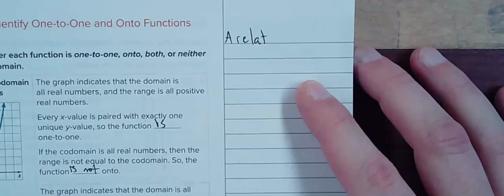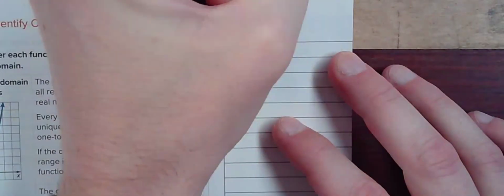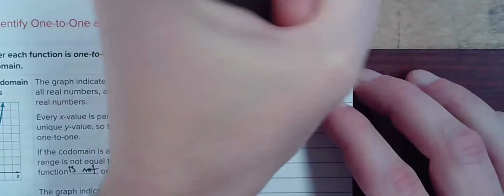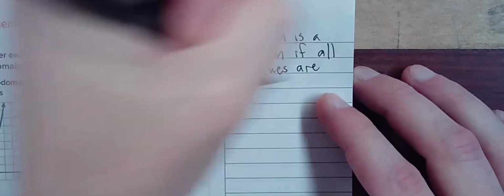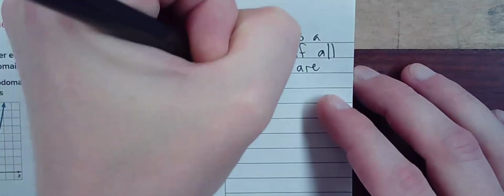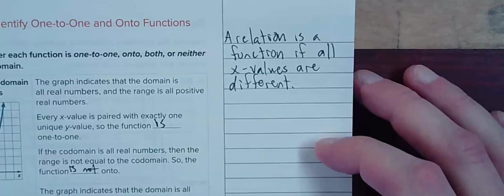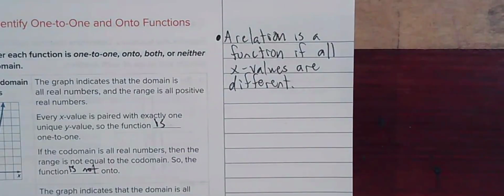So let's write this down, a relation. This is at the top of page 5 over to the right-hand side. A relation is a function if all x values are different. That's probably the easiest way to remember how to figure out if something is a function. If all the x values are different, those xy pairs, whatever it is, it is a function.